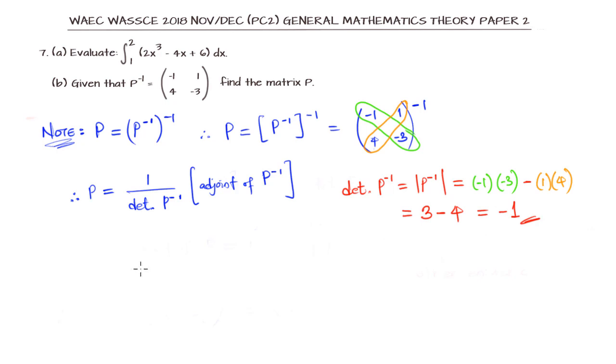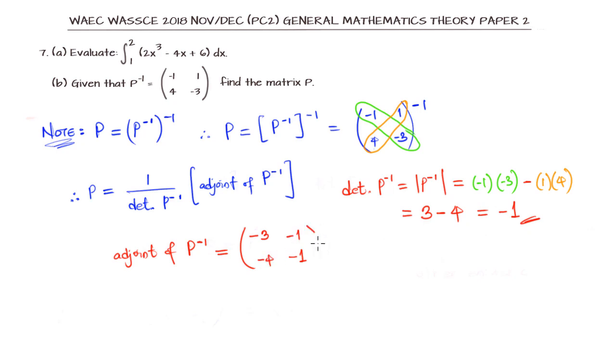So our next task is to find the adjoint of P inverse. And how do you find the adjoint of P inverse? We find the adjoint of P inverse by first taking the entries in the leading diagonal and swapping them. So here we'll have minus 3 and minus 1. Then changing the sign of the entries in the other diagonal. So here we have minus 1 and minus 4.